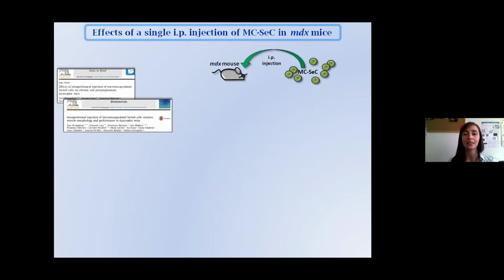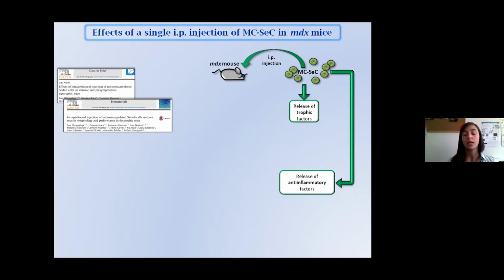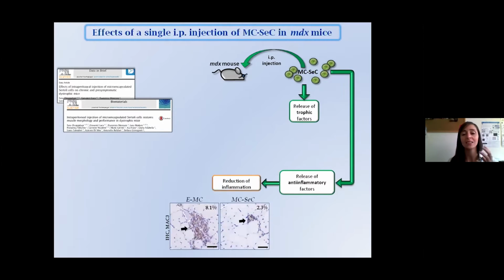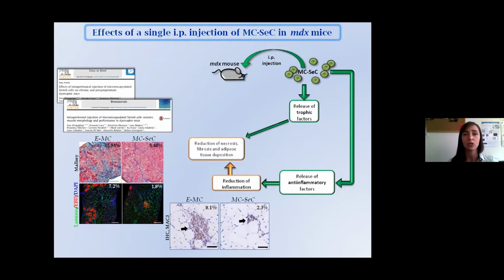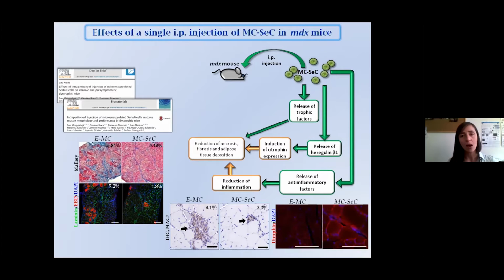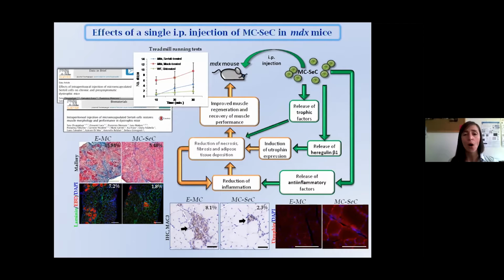Macroencapsulated Sertoli cells have been injected in the peritoneal cavity of the MDX mouse, the most used animal model to study DMD, in the acute phase of the pathology. And after 3 weeks from a single injection, in Sertoli cells treated mice, we observed a reduction of inflammation and necrosis and of adipose and fibrous tissues in the muscle, thanks to the release of trophic and anti-inflammatory factors from Sertoli cells. But in Sertoli cells treated mice muscle, we observed also an upregulation of utrophin expression, the paralog of dystrophin, and this was due to the release of neuregulin beta-1 by Sertoli cells. All these positive effects translate into an improvement of muscle performance in MDX mice treated with Sertoli cells compared to MDX mice treated with empty microcapsules.